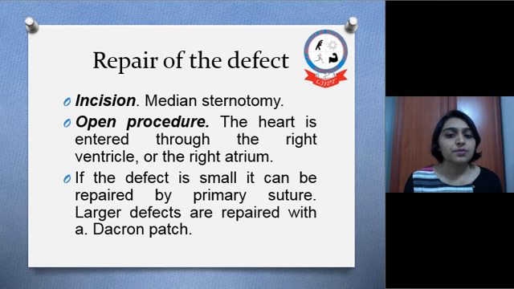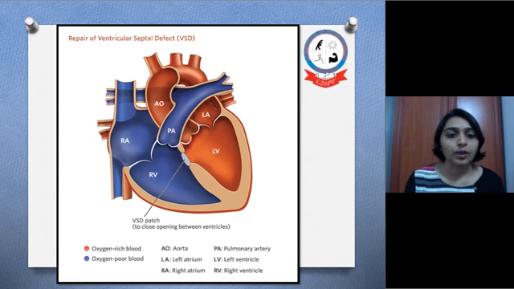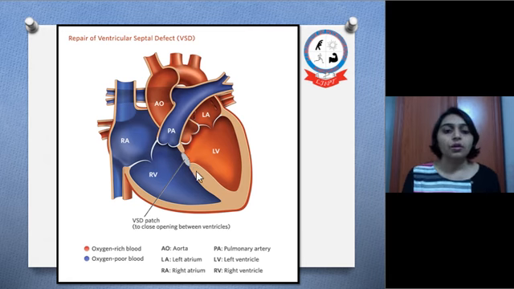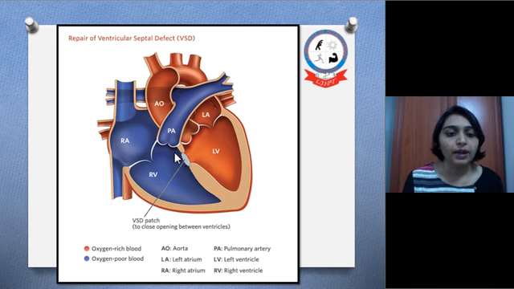If the defect is small, it can be repaired by primary suture, and if there is a large defect, it can be repaired by a Dacron patch. So here in the figure we can see the opening or defect of the VSD being closed with the help of a Dacron patch, so that the shunting has stopped.